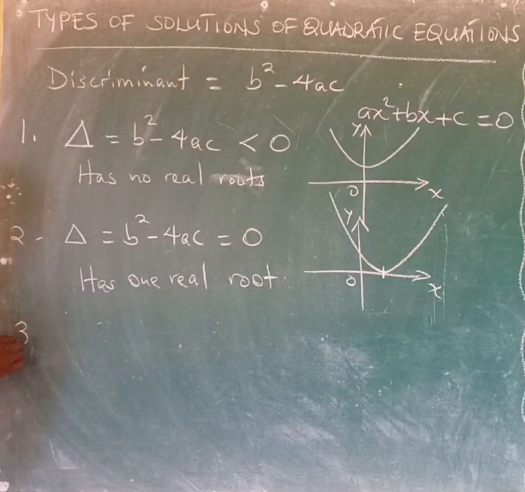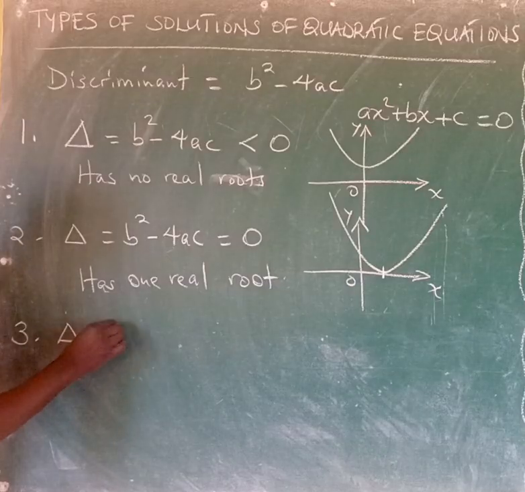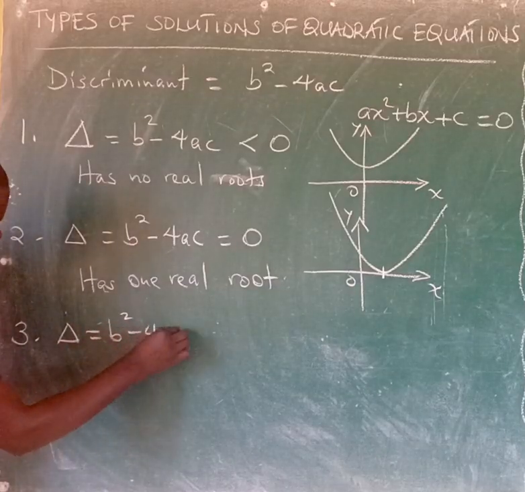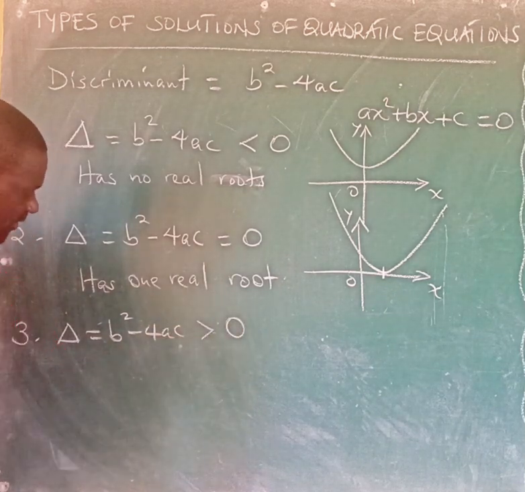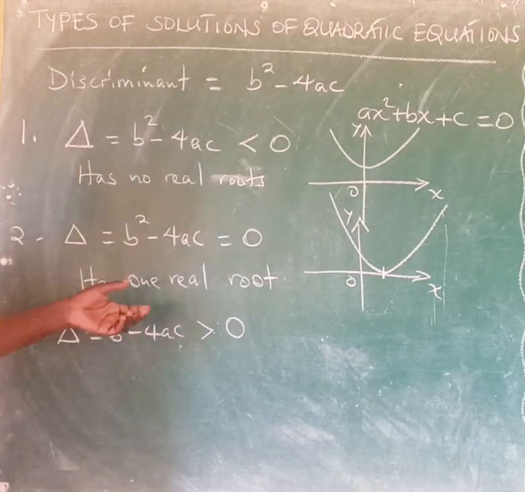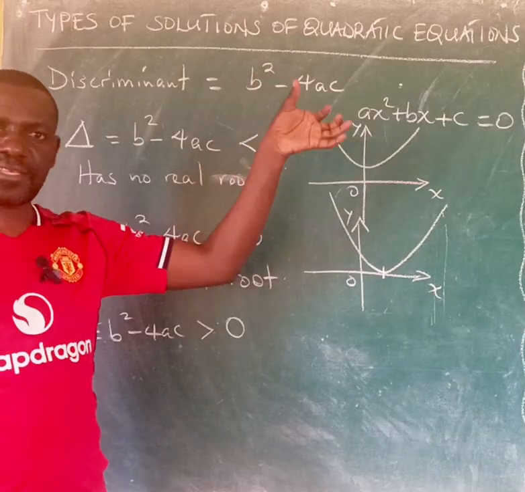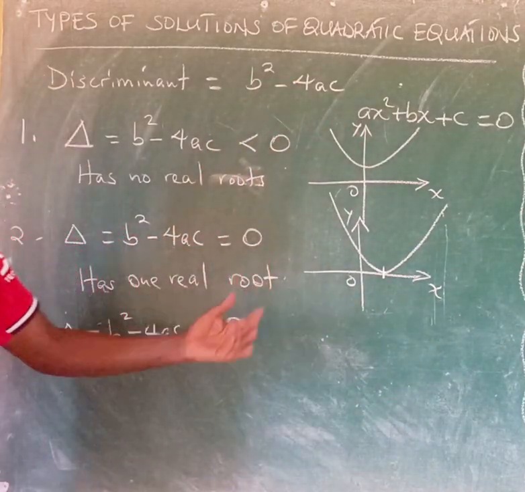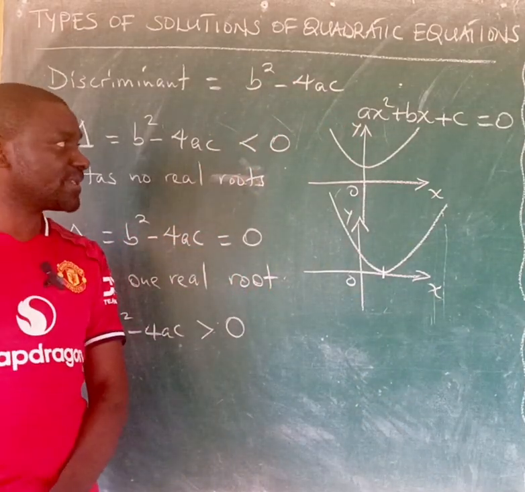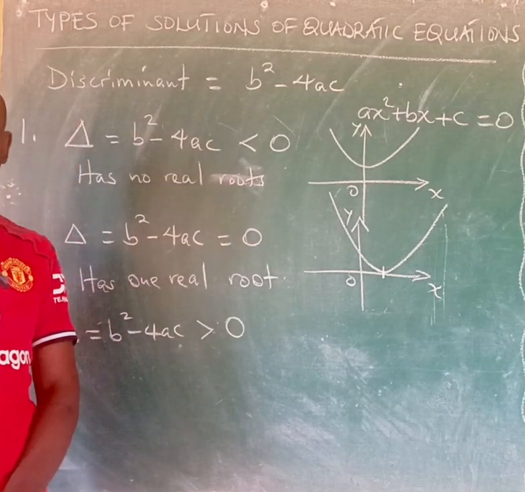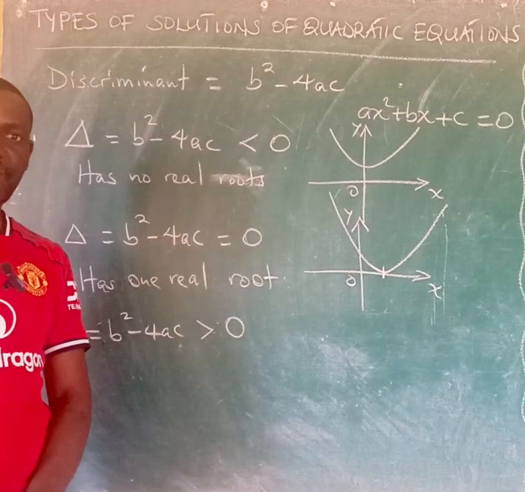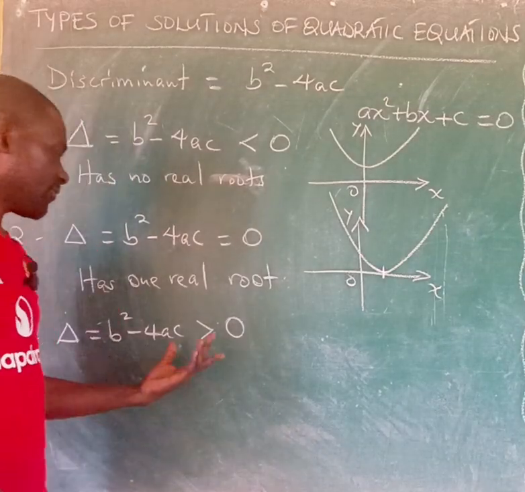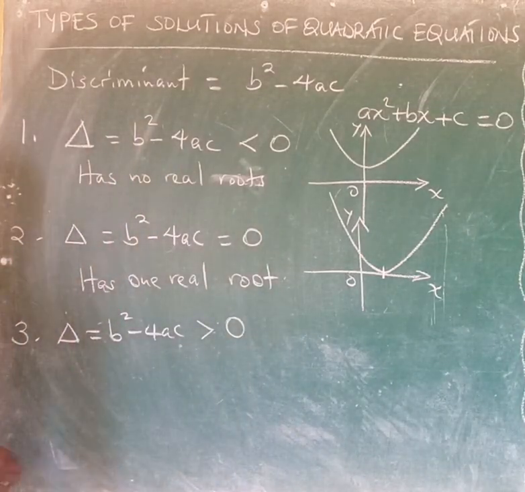And then the third one, when the discriminant b squared minus 4ac is greater than 0. So in case you have a situation where you get that part under a square root which is greater than 0, I think for ordinary mathematics, this is the common one that we see in that question that is usually asked by ECZ. So it will always be greater than 0.